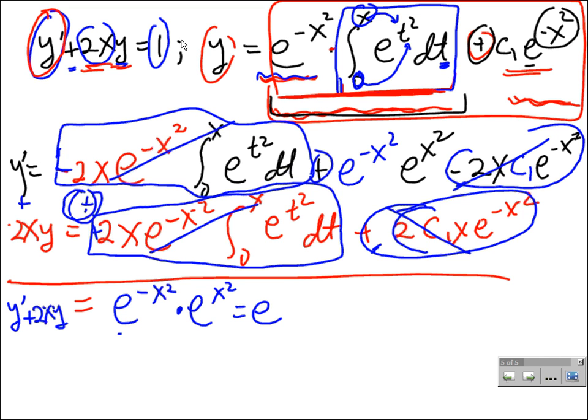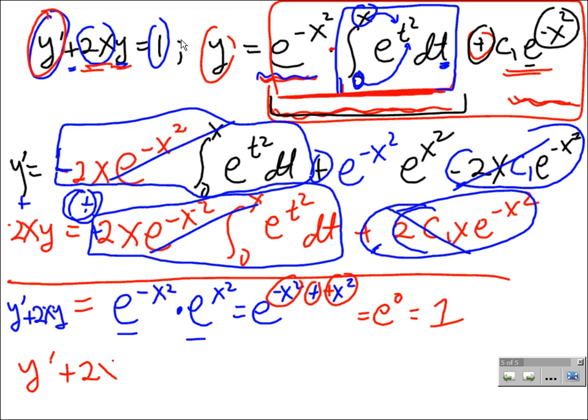Well, if I'm multiplying and the bases are the same, I add the exponents. Negative x squared and x squared. That second x squared having no sign is understood to be positive. Oh, you mean I'm adding things that are exactly alike except the signs are different? I'm going to get 0. And e to the 0 is 1. That is y prime plus 2xy is equal to this mess, which equals to this, which is 1.